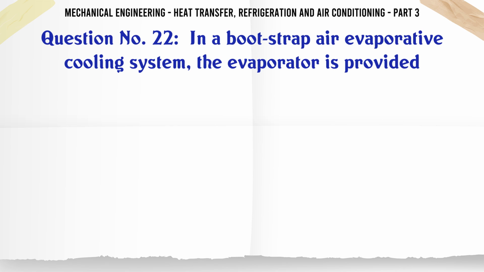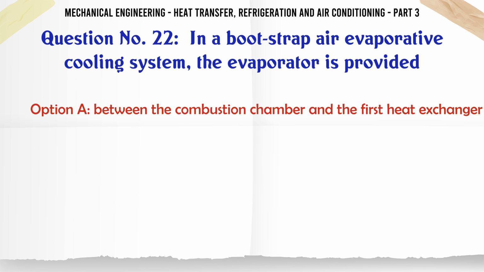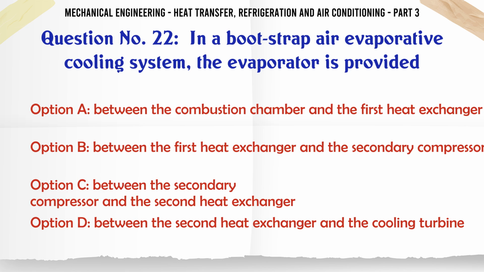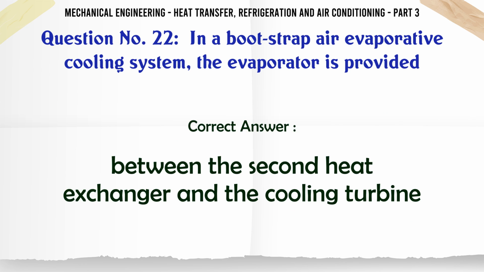In a bootstrap air evaporative cooling system, the evaporator is provided A. Between the combustion chamber and the first heat exchanger, B. Between the first heat exchanger and the secondary compressor, C. Between the secondary compressor and the second heat exchanger, D. Between the second heat exchanger and the cooling turbine. The correct answer is between the second heat exchanger and the cooling turbine.